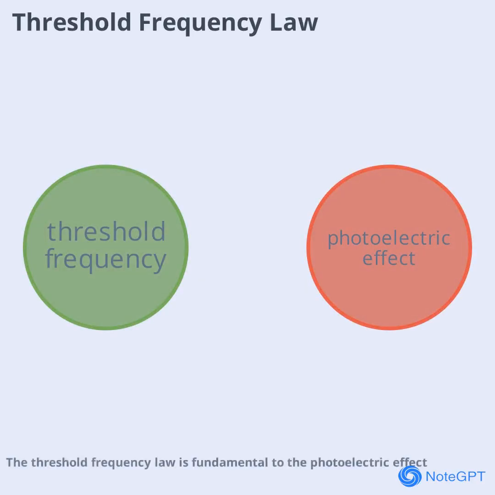The threshold frequency law is fundamental to the photoelectric effect. It states that for each metal, there is a minimum frequency of incident light below which no photoelectrons are emitted, regardless of the light's intensity. This minimum frequency is unique to each metal and is called the threshold frequency. If the frequency of the incident light is equal to or greater than this value, electrons are emitted instantly. This law underscores the quantum nature of light and the discrete energy levels involved in electron emission.